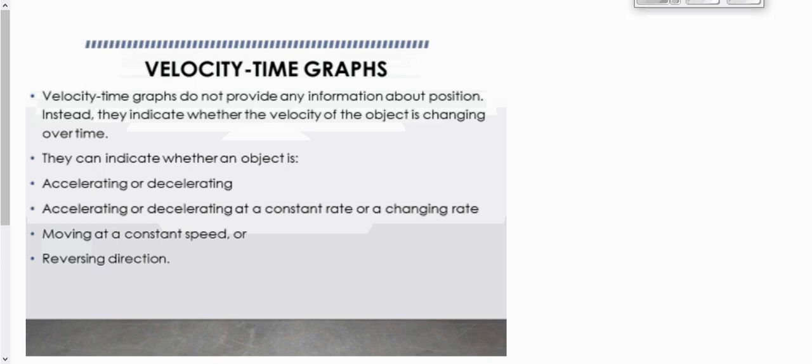The shape of the line that we see on our graph means something very different if our graph is graphing velocity against time. Velocity time graphs don't tell us anything about the position of the object as it's moving. It just tells me how its speed is changing over time. Is it moving at a constant speed? Is it speeding up or slowing down? Is it going forwards or backwards?